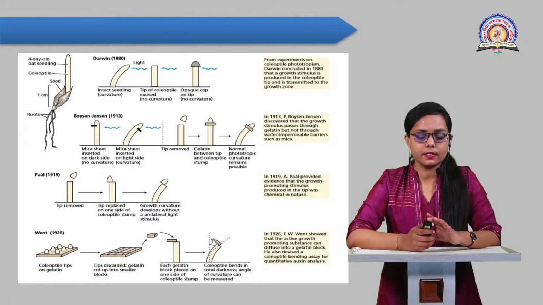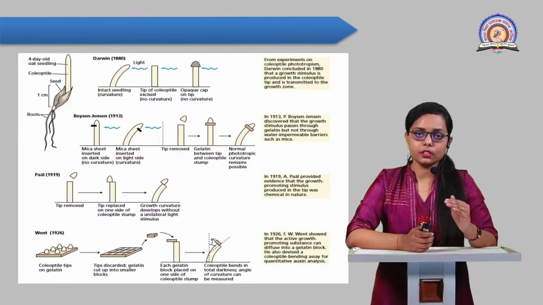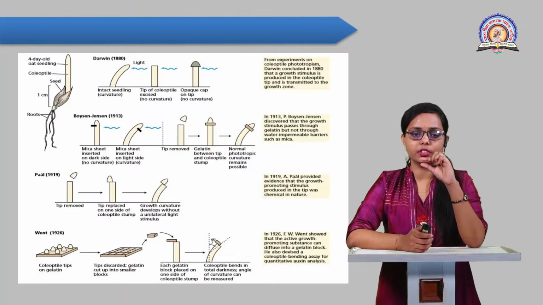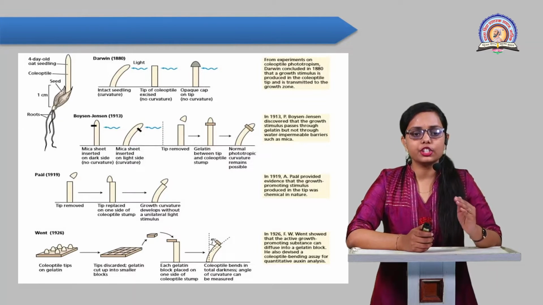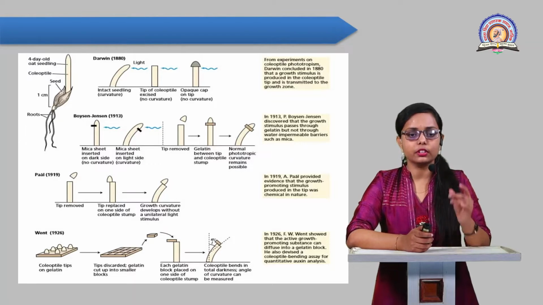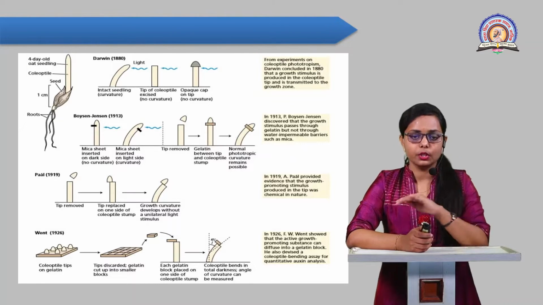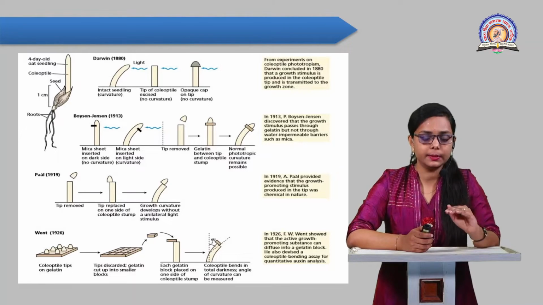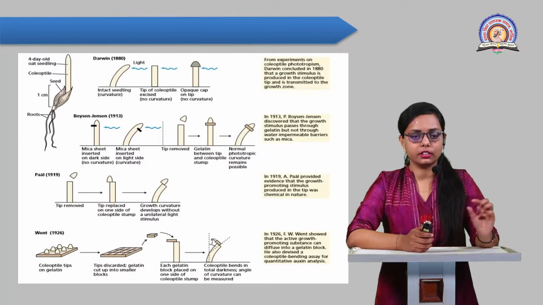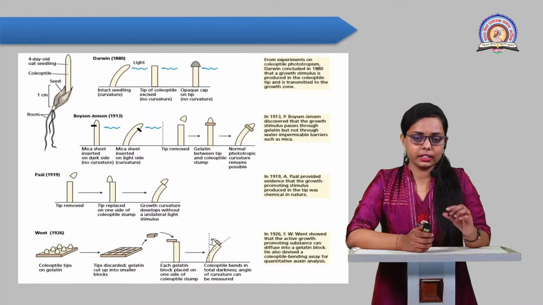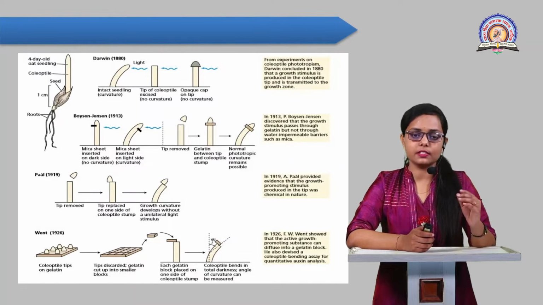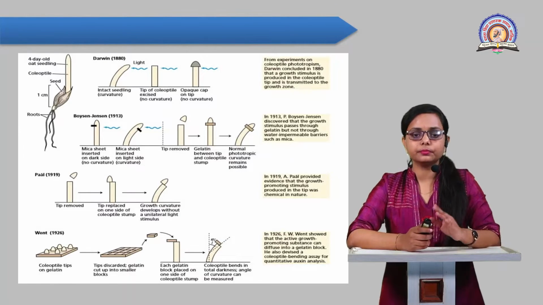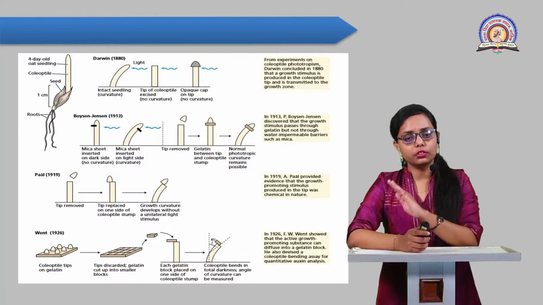Then next, they removed the tip of that particular coleoptile and put a gel block, or gelatin block, in between. They didn't excise the tip completely. First they removed the tip, then they placed a gelatin block over it, and then they placed the removed tip over it, and it again showed the normal growth, which is bending.